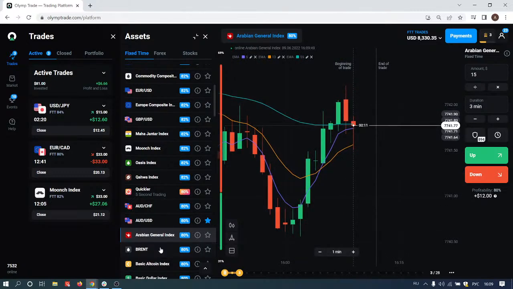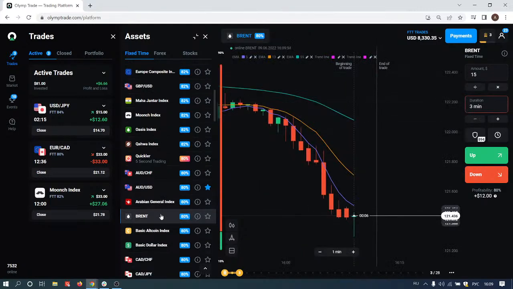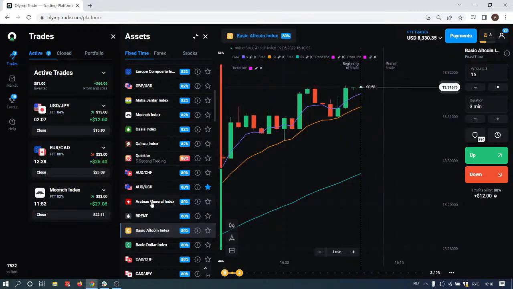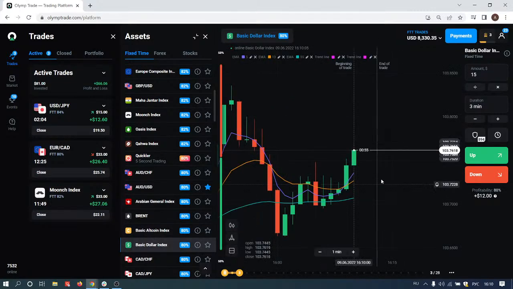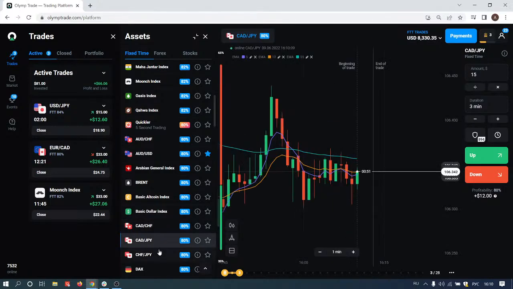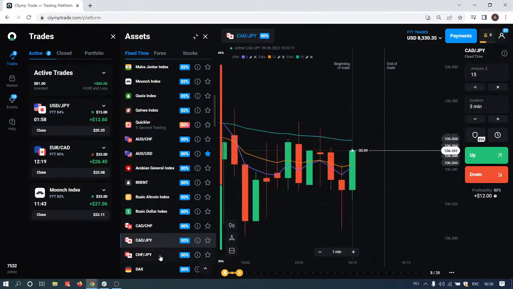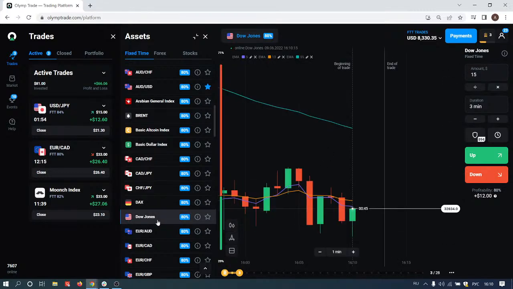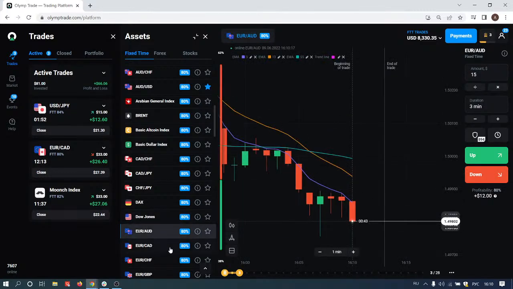So we have a few new indices which are available for our RB clients. One of them is Arabian General Index, which basically reflects the quotes of most, like the top Arabic companies, which are traded on various stock exchanges.